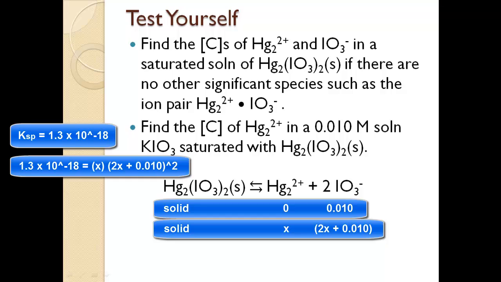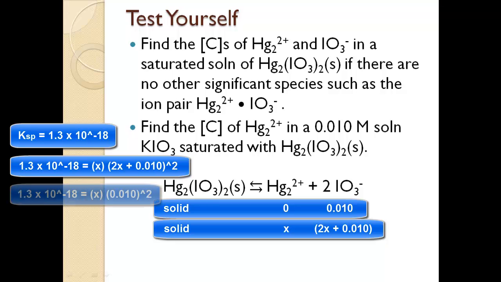Now comes the reasoning, the assumption that you have to make. Remember what x was without any addition of the iodate. It was 6.88 times 10 to the negative 7th. You're adding 0.01. So I'm going to assume that, because I'm adding more product, it's going to shift the equilibrium to the left, which means I'm going to have less dissolved Hg2 2+ and less dissolved iodate. So therefore, I'm going to make the assumption that I can remove that 2x. Makes this equation way simpler.